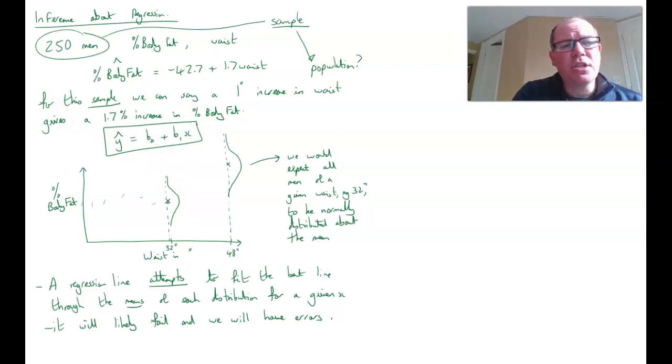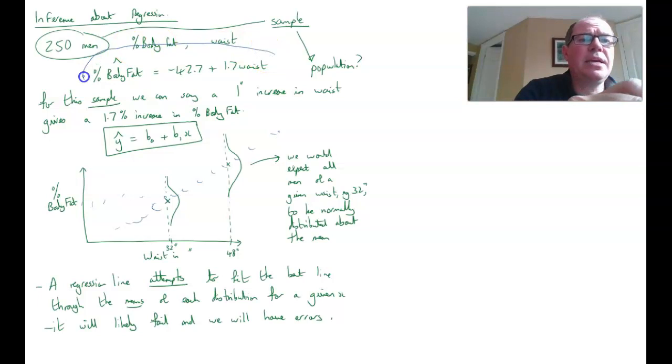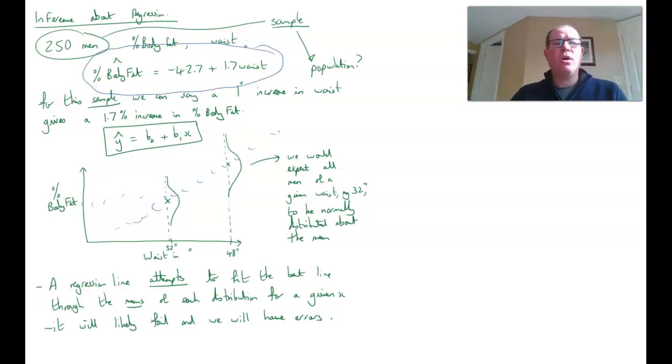What the regression line does is attempt to fit a line through the means of those, the dotted line there. But the problem is it will fail, and it will of course have variation in that, so there will be errors. So now let's think about not our regression line we found here, but actually what the actual regression line would be if we had the whole population, because we want to take our sample regression line and make inference about the population regression line.